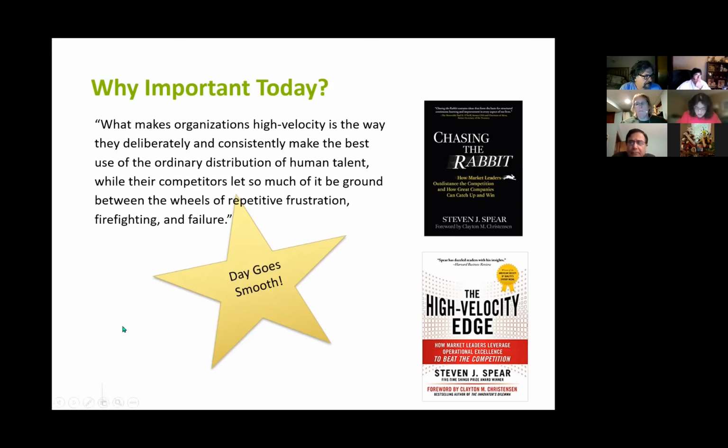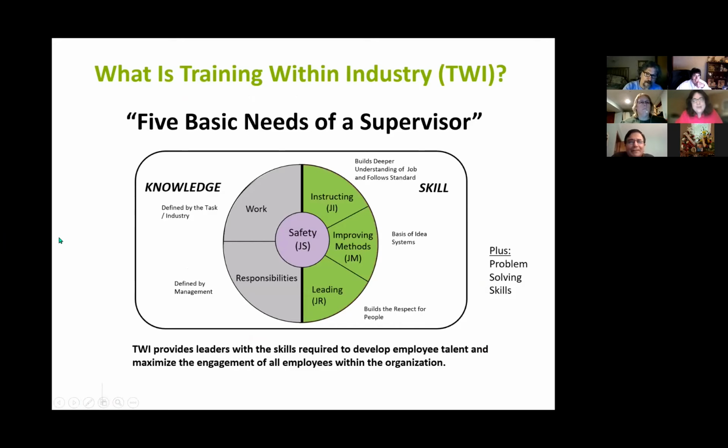So let me say a little bit about what TWI is. I finally get to that, right, Ken? So every TWI module starts with this slide. I just mentioned the 5 basic needs for good supervisors. So let's talk through the slide a little bit.